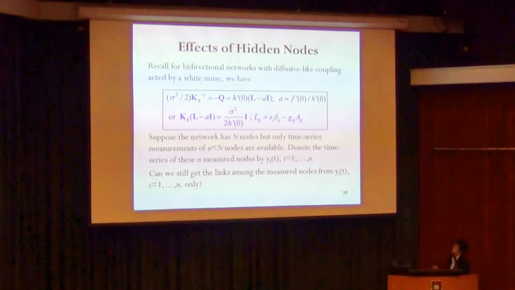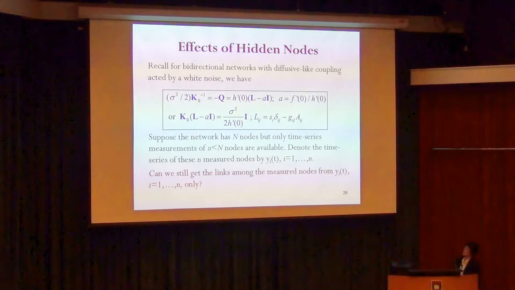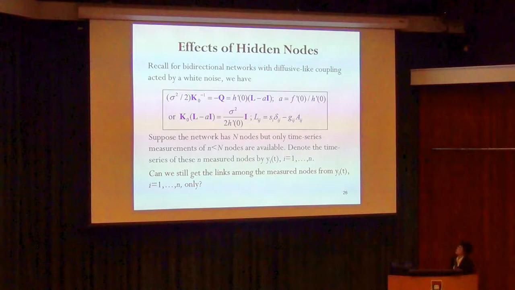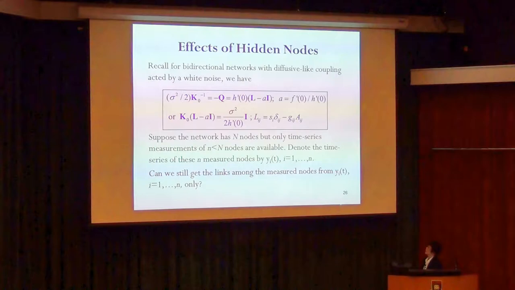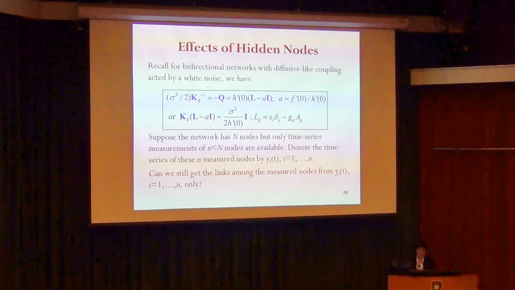Just to describe it more simply, I rename the measured time series y_i to distinguish it from the general x_i. So suppose I have only small n nodes, which is less than big N, that are measured. The measured time series will be this y_i. The question of interest is, can we still get information about the links among these measured nodes using only the measured time series y_i? The answer, we will see, is that we can actually work it out.